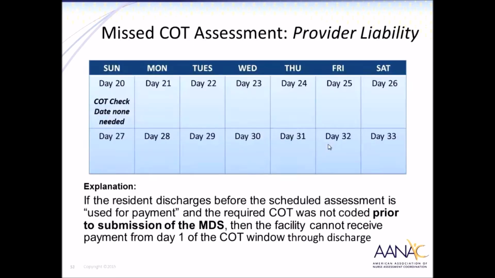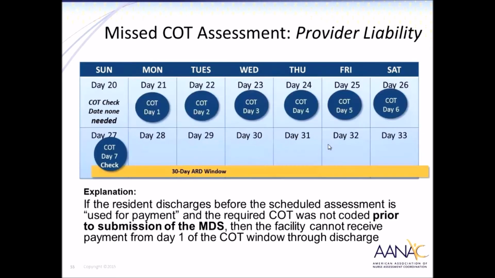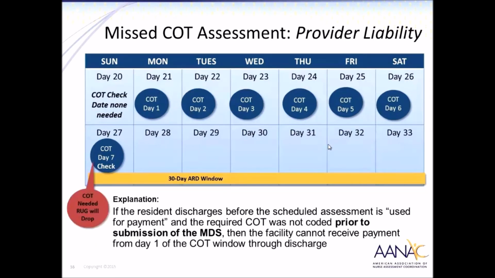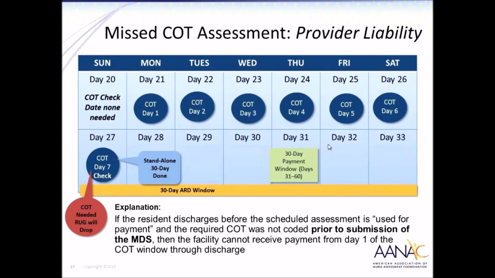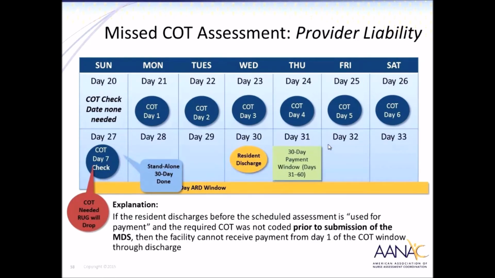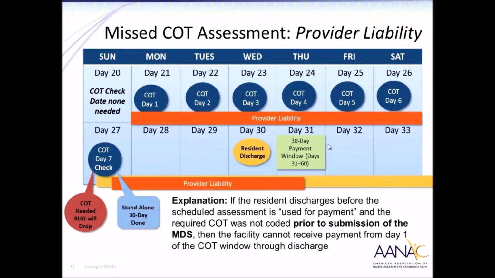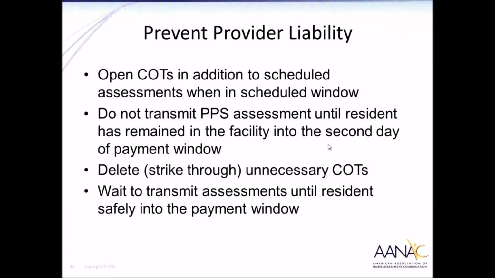So here's an example of this. Day 20, I have a COT checkpoint, didn't need to do a COT, and 7 days later, I'm in the window for my 30-day, and my RUG dropped. I'm going to be smart and just do a standalone 30-day on day 27 instead of doing a COT. Unfortunately, my resident discharged on day 30, and if I did a standalone 30-day, I would be provider liable for all the days back beginning on day 21, because those are the days that the COT would have affected the payment.